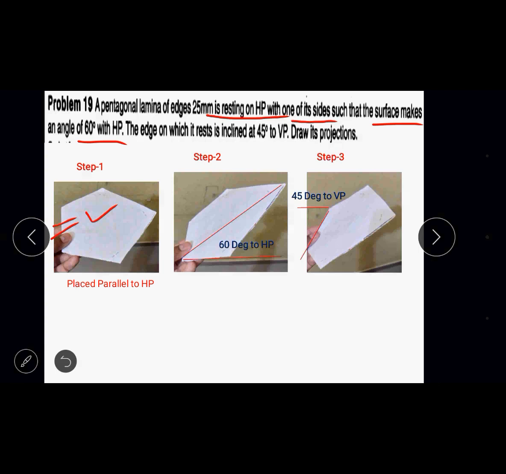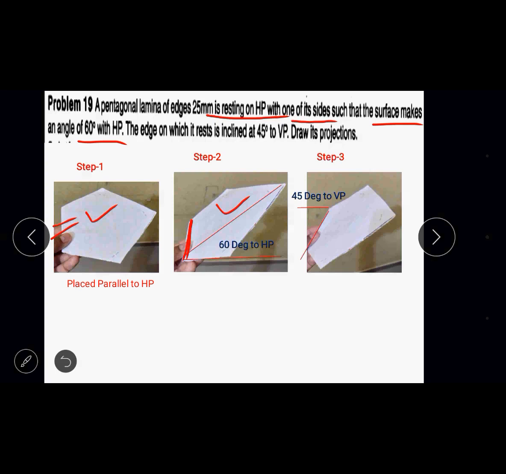Here it is given that the surface makes an angle of 60 degrees with HP. I have shown the angle of 60 degrees to HP here. The left edge, the resting edge, I have held. I have held the lamina with reference to its edge, and rotated the lamina in anti-clock direction from the right side, tilting it at an angle of 60 degrees. You can observe the figure here, 60 degrees to HP.